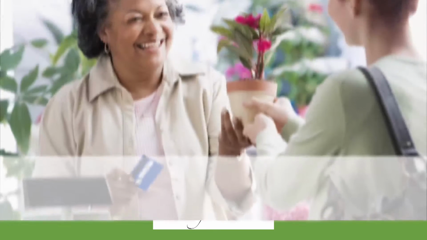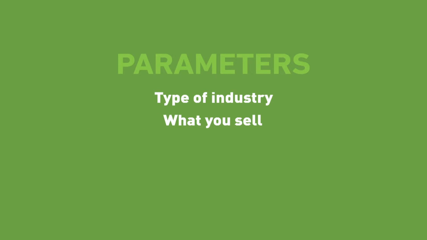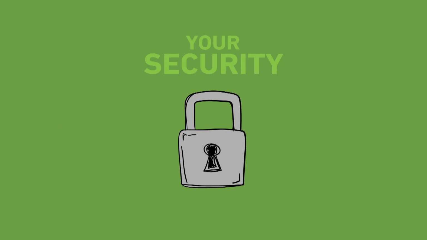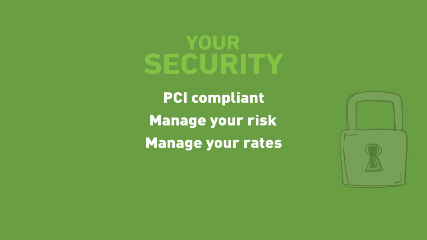In this particular situation, we're going to look at lowering rates by lowering risk. As we discussed earlier, processors will look at an account based on certain parameters: the type of industry you're in, what you sell, how you sell it, and to whom, obviously e-commerce, MOTO, retail. Additionally, they're going to look at your security, PCI, payment card industry security. Are you PCI compliant? If you manage your risk, you'll manage your rates.